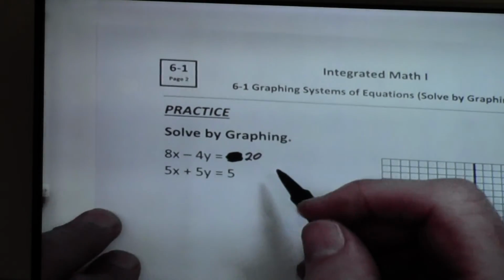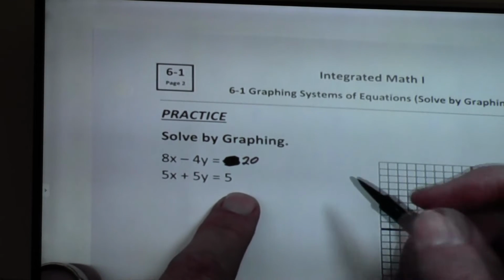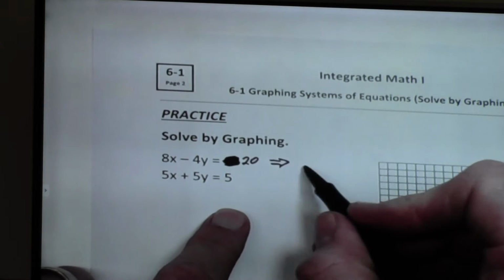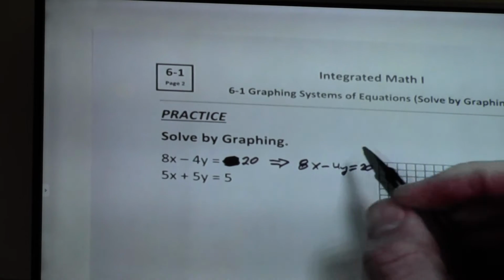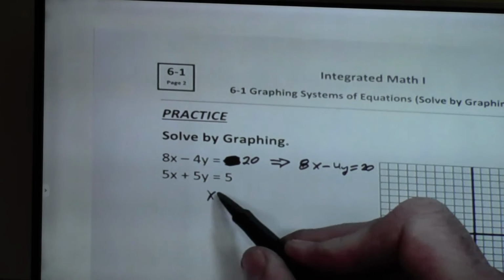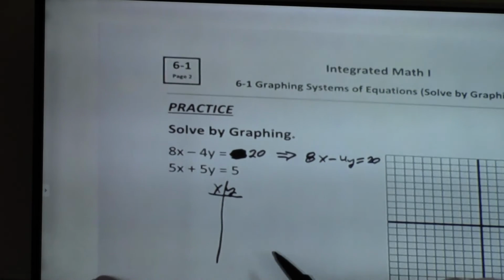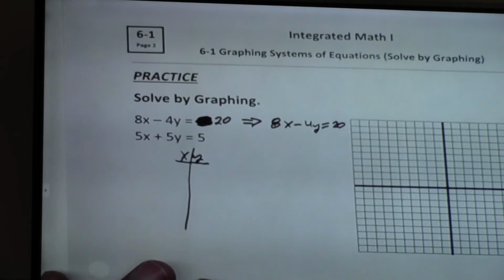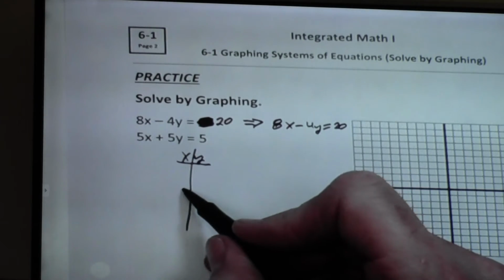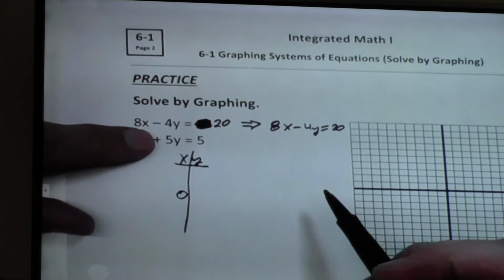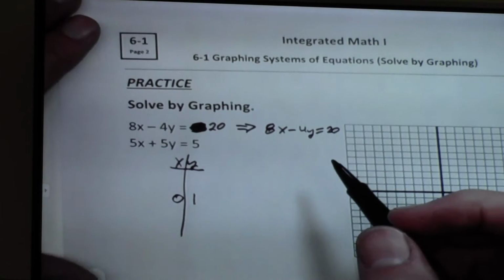Okay, so for this one, x minus 4y equals 20 and 5x plus 5y equals 5. And I'm going to change that one to 8x minus 4y equals 20. And this one, I'm going to do an xy table for. I could do that, but you know what? That would be so much easier if I just do it. Well, I guess I'll do it anyway. If I put 0 in for the x, I'm going to get, divide by 5, I'm going to get a 1.